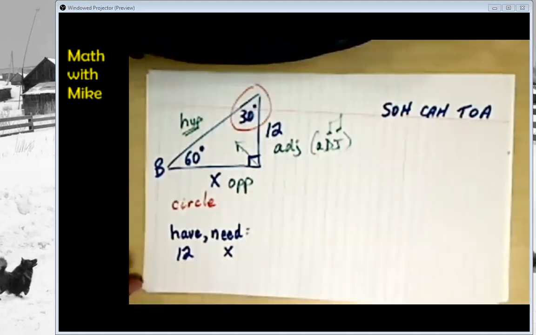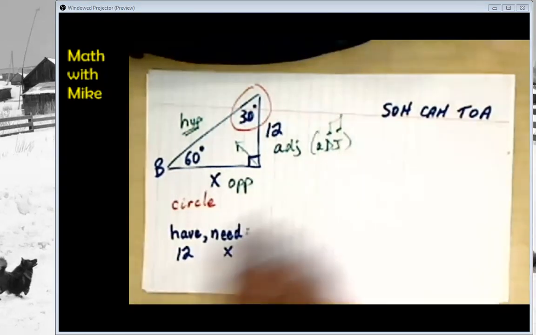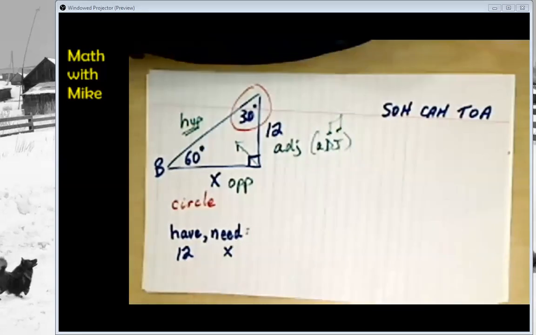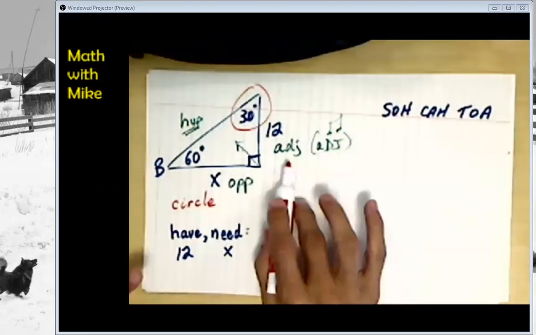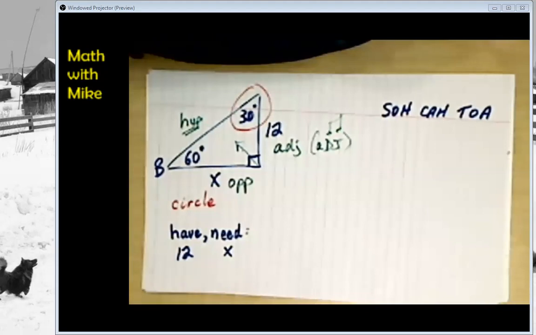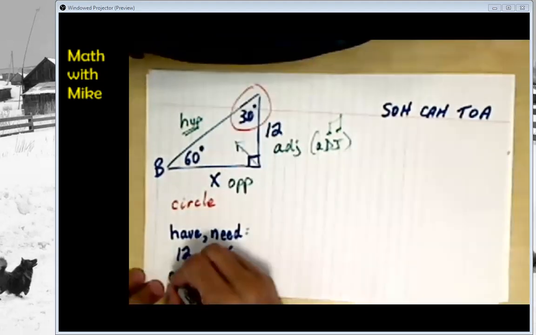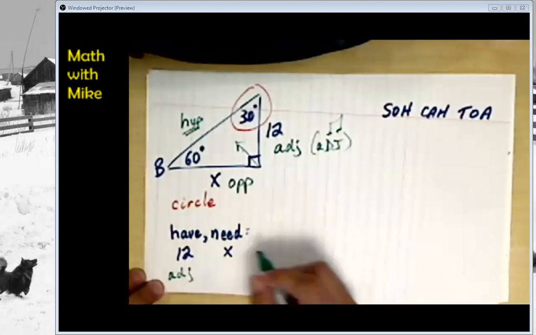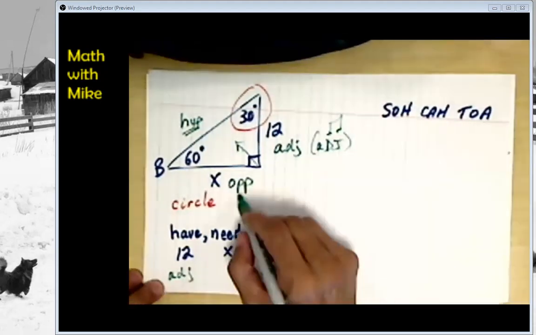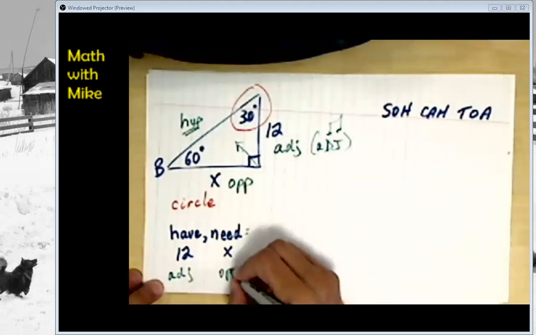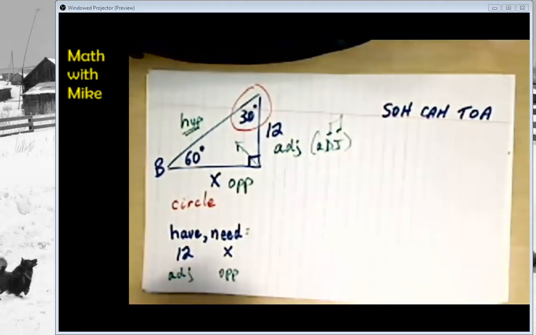Okay, now the numbers are nice, the letters are nice, but we need to know opposite, hypotenuse, all that stuff, right? So 12 is which side? Clearly the adjacent side, right? And then X is which side? Clearly the opposite side. Perfect.